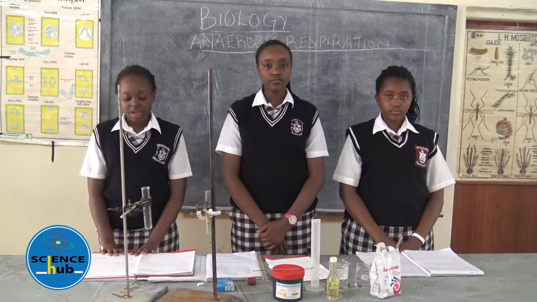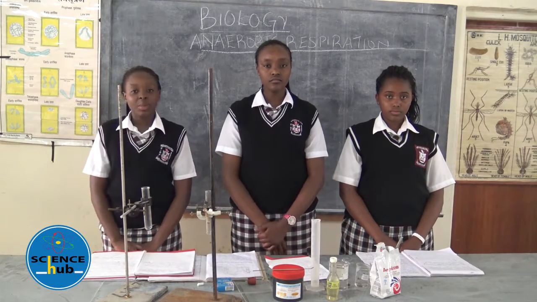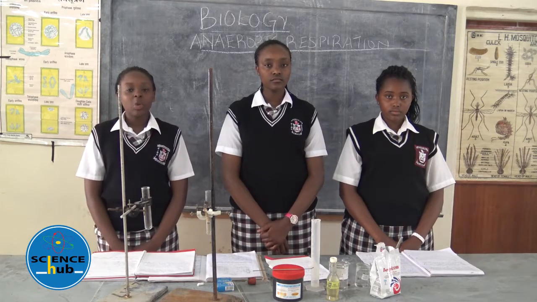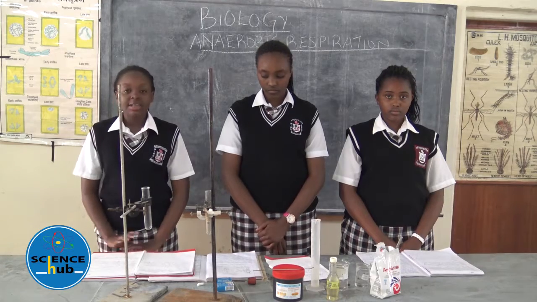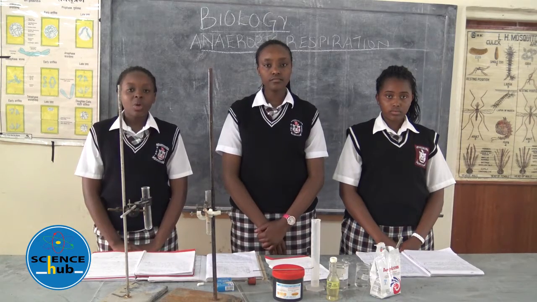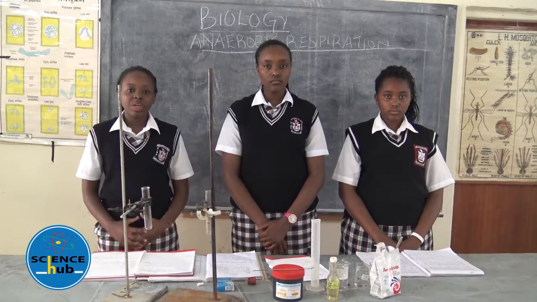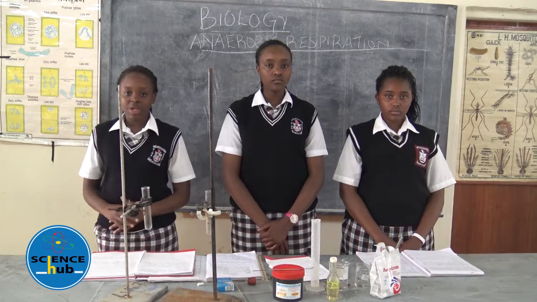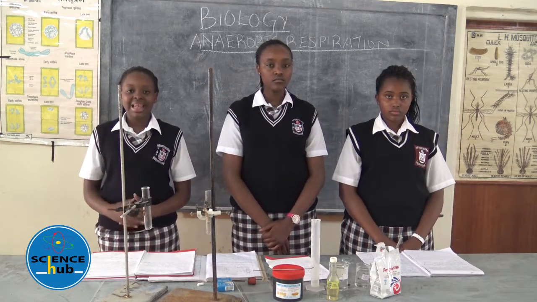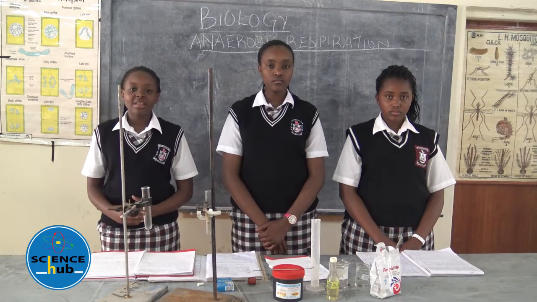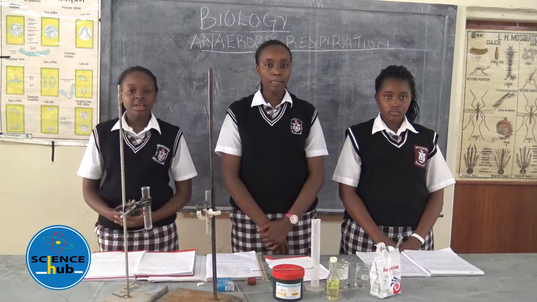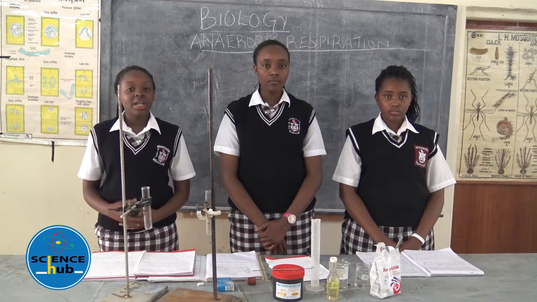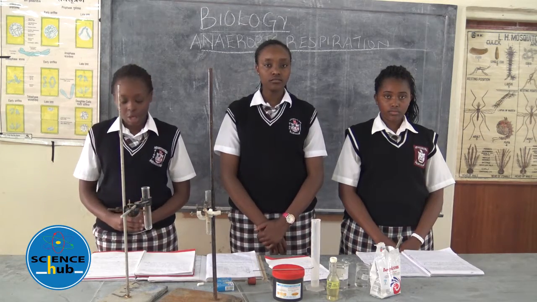Today, we'll be taking you through anaerobic respiration. As you all know, anaerobic respiration is a process whereby food substances are broken down without using oxygen. In the first place, it takes place in the cytoplasm. Glucose is broken down, but it's not completely broken down. We have the end products of glucose in animals and in plants. In animals, it is lactic acid, while in plants, it is alcohol.